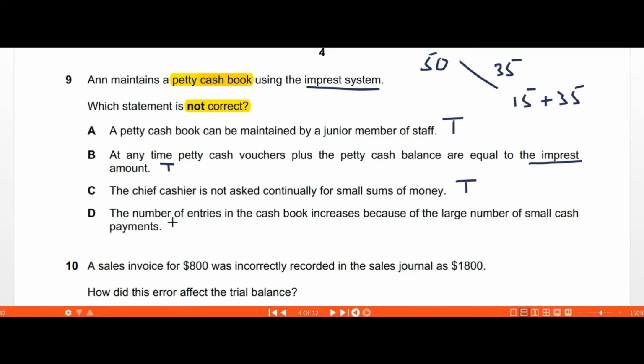So next month they will get 35 more to make that balance of 50. Option D, the number of entries in the cash book increases because of the large number of small cash payments. Yes, this is something that is not correct. And as we can also see that all these three are correct, then obviously it's option D that is not correct.